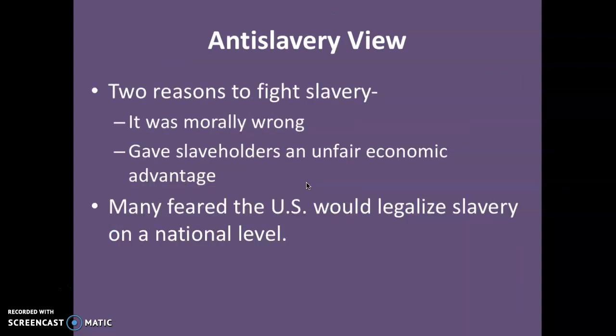Now, part of their viewpoint is first moral, that it's morally wrong, that slavery is an abomination. Others saw that slaveholders had an unfair economic advantage, because the slaves are not paid a wage, so it was less costly for slave owners, and many people had a problem with that. There's also a fear that those four territories we looked at are a big chunk of land, and that if slavery were to go into those territories, there could be a national spread to make it legal everywhere. So a lot of people wanted to stop that from happening.